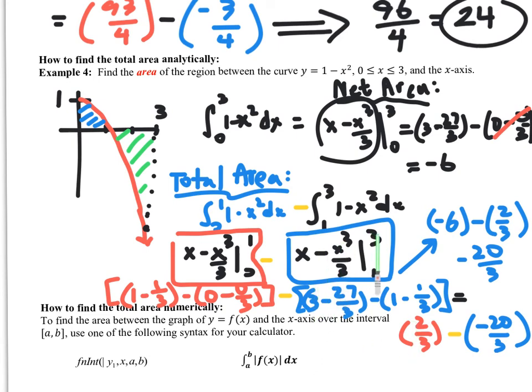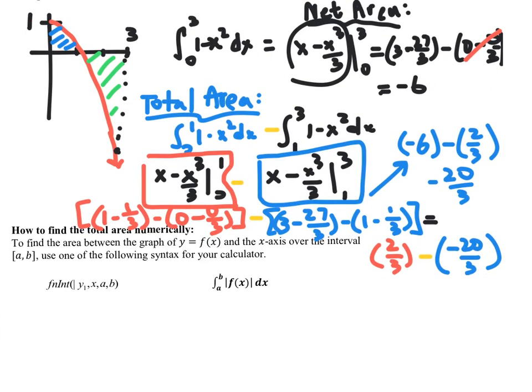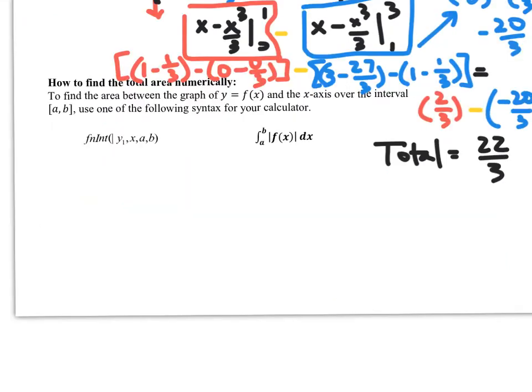Over here I went antiderivative evaluated at 3, so I got 3 minus 27/3, and evaluated at 1, which is 1 minus 1/3. So this comes out to be negative 6 minus 2/3. So that's negative 18/3 minus 2/3, which is negative 20/3. Therefore, we get down here 2/3 minus a negative 20/3, which gives us a total area of 22/3.